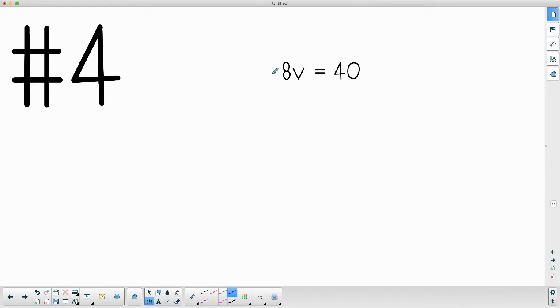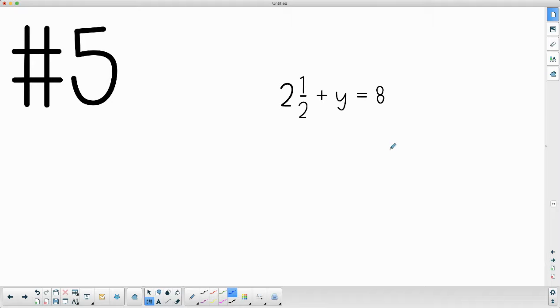Number 4, 8v equals 40. So we have a letter and a number right next to each other. That means to multiply. So the opposite of multiply is to divide. So that cancels out, and we do that to both sides. So v equals 40 divided by 8 will give you, sorry, I said that backwards. 40 divided by 8 will give you your answer there.